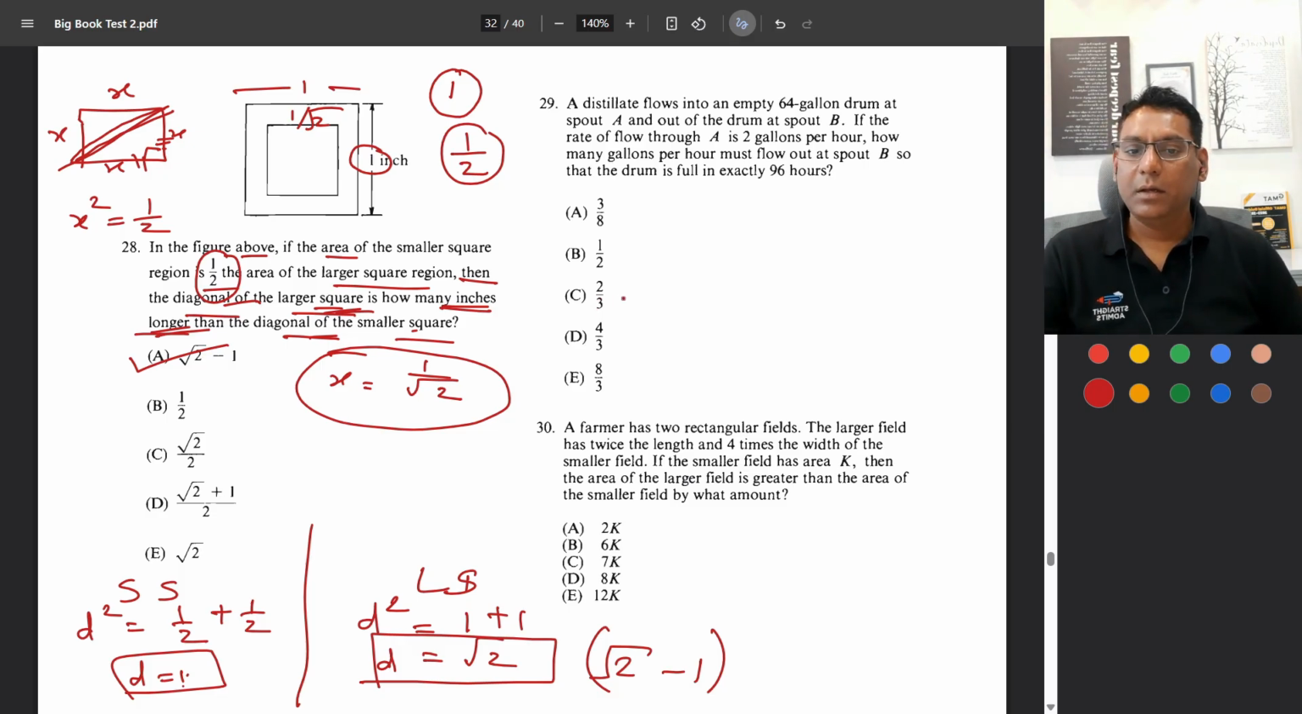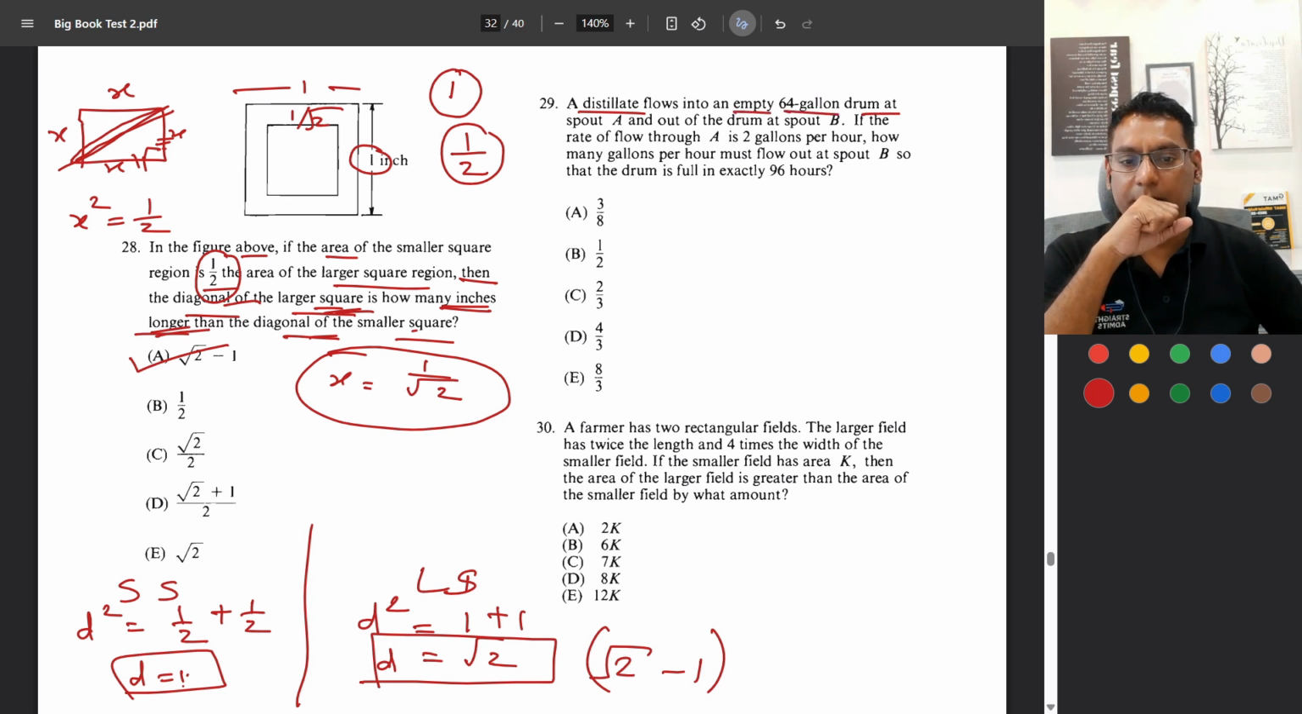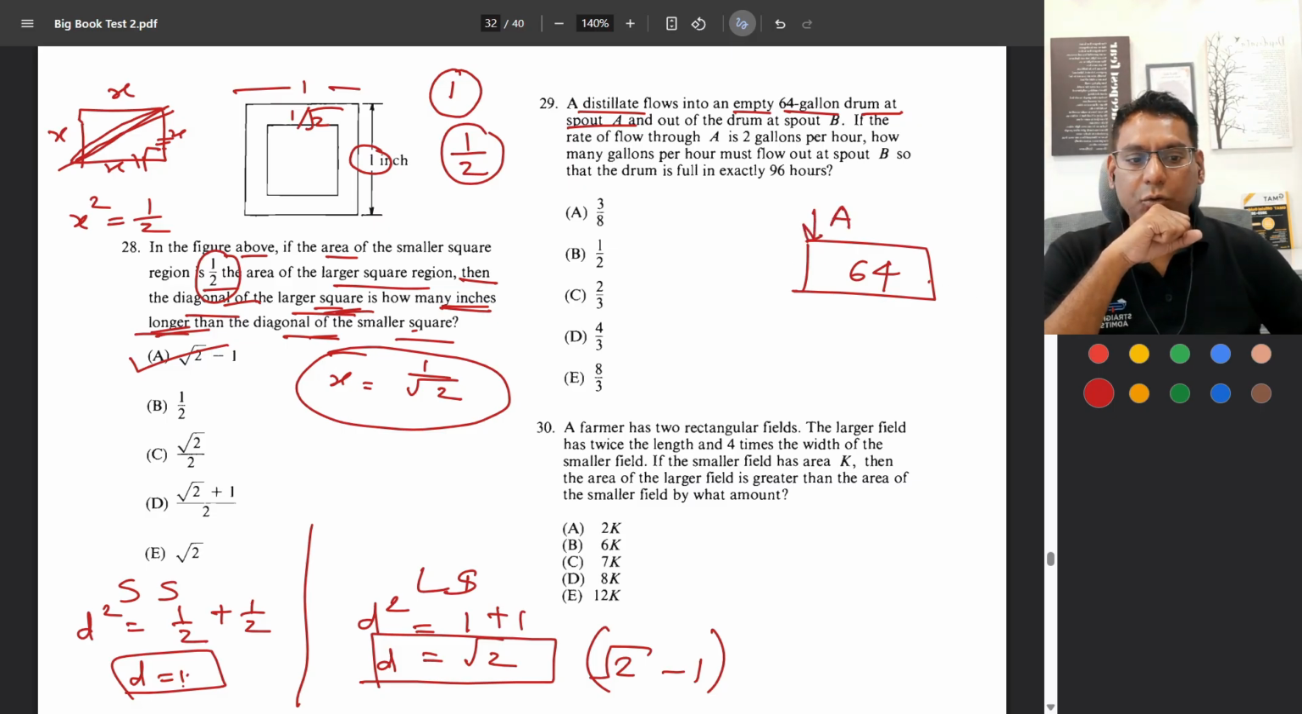Okay. A distillate, that's some sort of a liquid. Distillate flows into an empty 64-gallon drum at spout A. Let's say this is an empty drum, 64 gallon. This flows in at spout A and out of the drum at B.